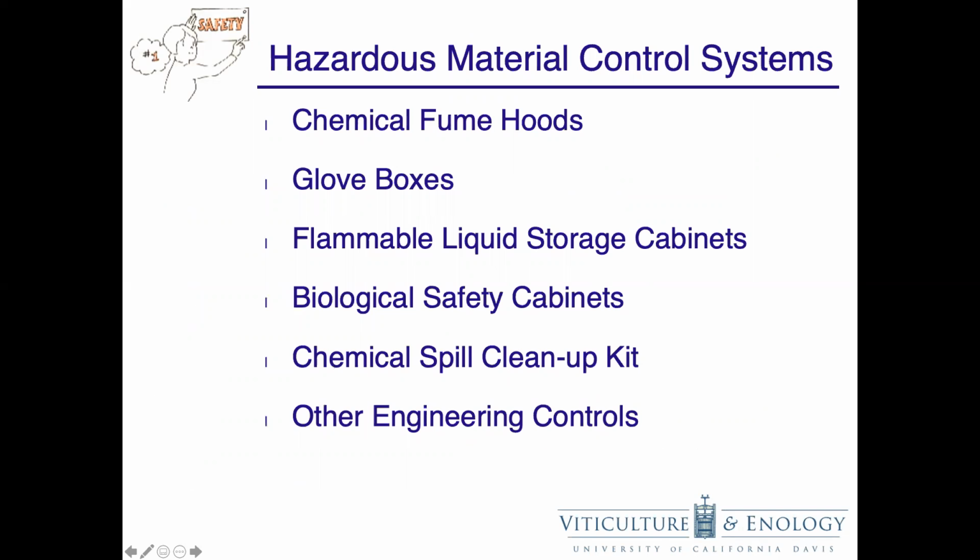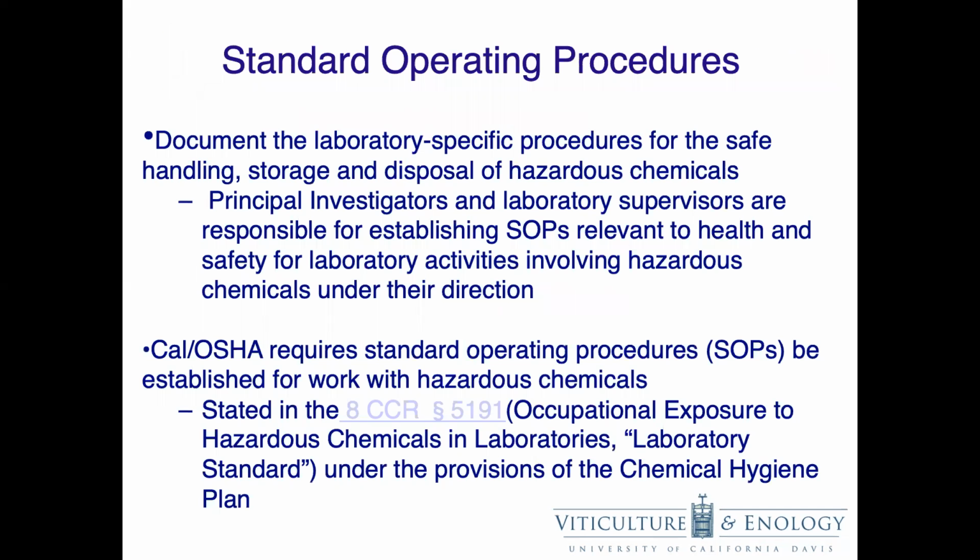There are a number of hazardous material control systems to help mitigate the risk of exposure. These are known as engineering controls because they help to remove or contain the hazard if used properly. Examples of these are chemical fume hoods, glove boxes, flammable liquid storage cabinets, biological safety cabinets, and spill cleanup kits.